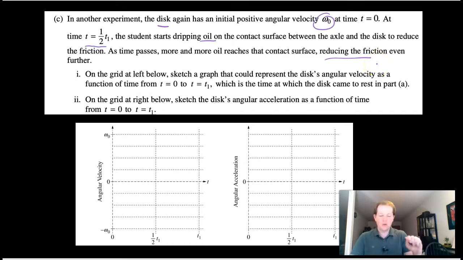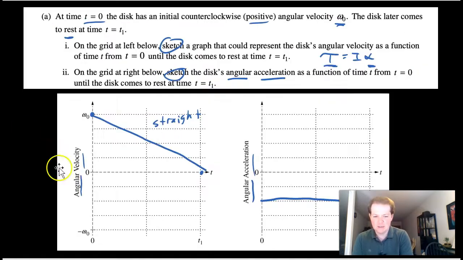So with the weird oil thing, what's happening is the friction, the torque, which we probably care about, is going down as we're adding that oil. So starting at this weird half time, the torque is going down. On the grid at left below, sketch a graph that could represent the disk's angular velocity, that's similar to what we did before, as a function of time from t equals 0 to t equals t1. And isn't that the same time as before?